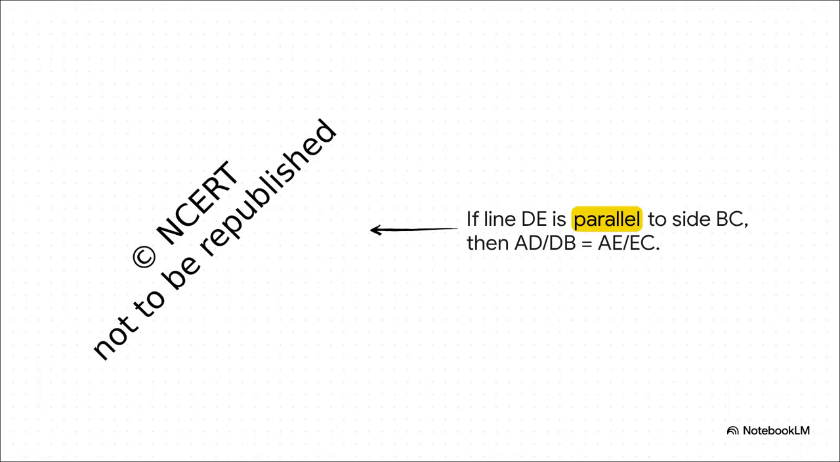That's it. Just look at this diagram here. We have our big triangle ABC. Now, see that line DE that we've drawn inside? It's parallel to the bottom side BC. Thales' theorem promises us that because that line is parallel, the ratio of the top part AD to the bottom part DB is exactly equal to the ratio of AE to EC on the other side. That's the whole theorem in one picture.